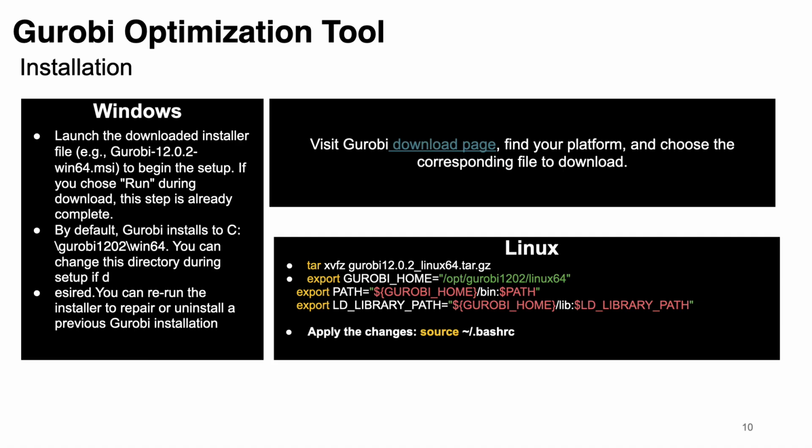For Linux users, you will work primarily in the terminal. First, use the tar command to extract the downloaded package. Next, you must set your environment variables in your bashrc file. You will define Gurobi home, and then add the Gurobi bin folder to your system path, and the lib folder to your library path. Finally, run the command source ~/.bashrc to apply the changes. Regardless of your platform, once these steps are finished, the Gurobi engine is installed and ready for a license.